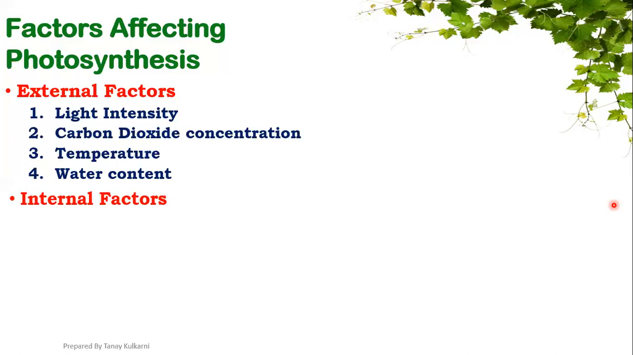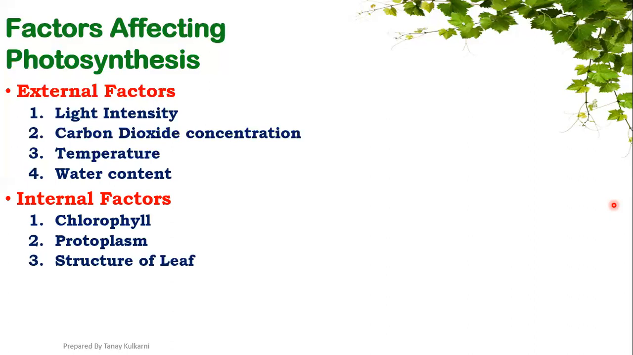Internal factors responsible for photosynthesis will be chlorophyll, protoplasm, and structure of leaf. Chlorophyll, as you know, contains nitrogen and magnesium, which serve as the most important minerals for the functioning of chlorophyll, and their deficiency can cause a drop in trapping of solar energy, hence in the rate of photosynthesis.